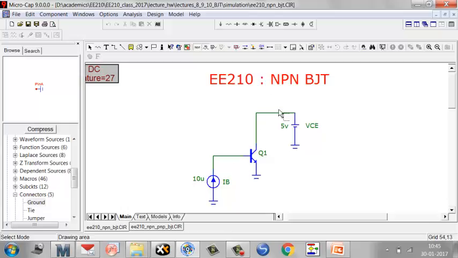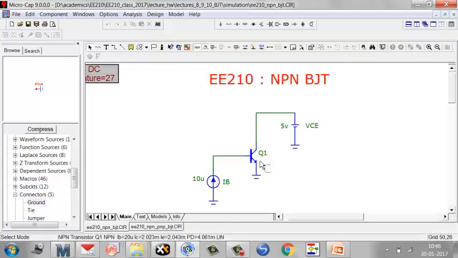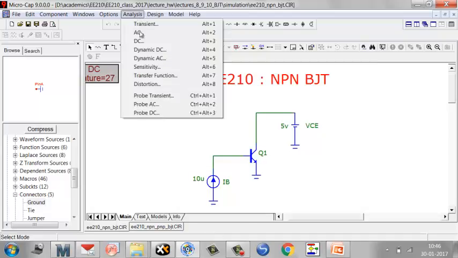So this is our 210 NPN BJT here. I'm going to forward this particular file here. So when you look at this 210 BJT here, the model is over here. All the model parameters that you see here, we put it here. So this is our transistor. And in this transistor, let me do an analysis of this one, which is called DC analysis.